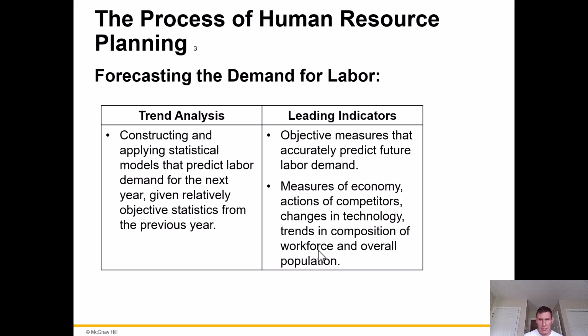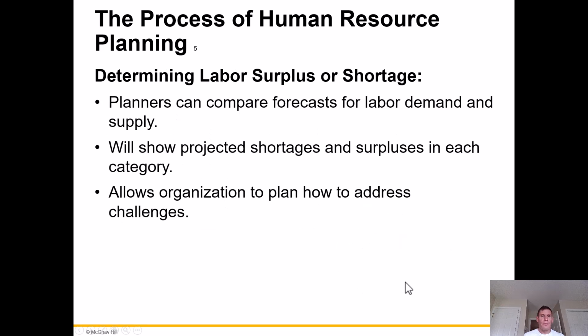Leading indicators, these would be things like objective measures that accurately predict future labor demand, and things like measures of the economy, what are our competitors doing, how is technology changing, and trends in composition of the workforce and overall population. As we know, the US workforce is more diverse than ever, and it's also probably more mathematically challenged than ever. So these are some of the facets that human resources departments are dealing with.